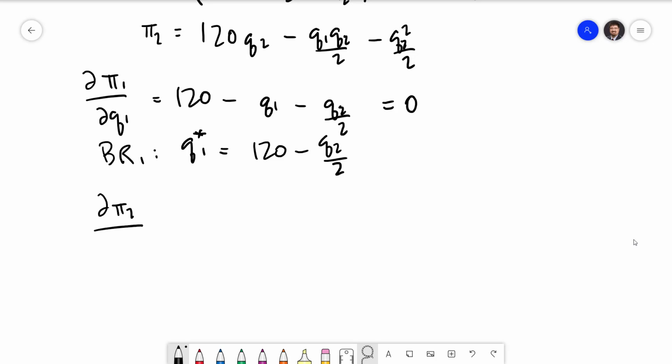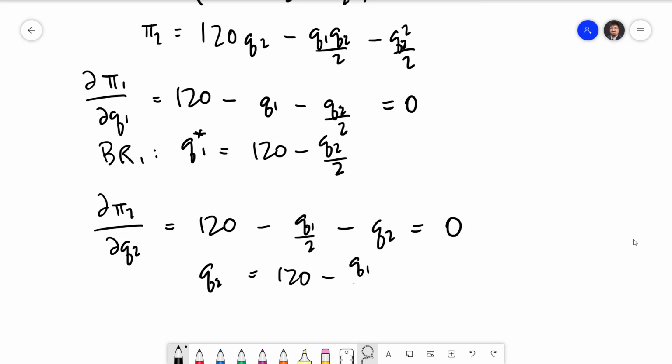We'll take the partial derivative of pi 2, but with respect to q2 this time, which is going to give us 120 minus q1 over 2 minus q2 equals 0. This time I'm going to add q2 to both sides to get q2 equals 120 minus q1 over 2. And this is firm 2's best response.